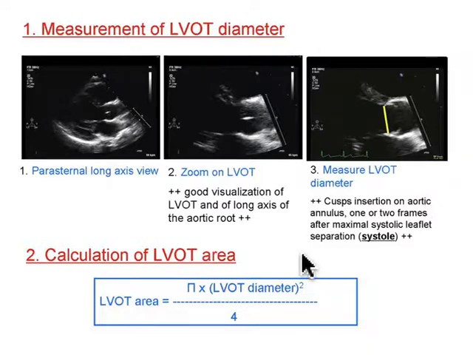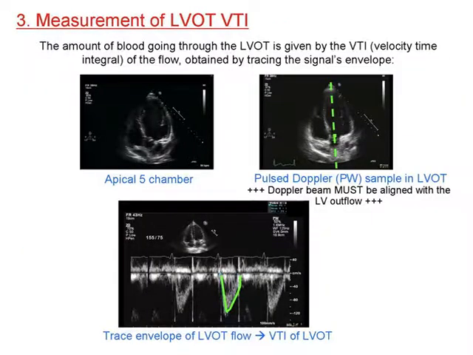So what the machine does is you lock in that value and the machine immediately squares that value, times it by pi, divided by 4 to give you the LVOT area. So it takes the diameter, converts it into the area, and then the next thing you're going to do is measure the velocity time integral across that aortic valve. What does that mean? Here's what this means. You take that pulse wave Doppler, that TIE fighter thing, and you drop it right across that aortic valve right here in the apical fifth chamber.